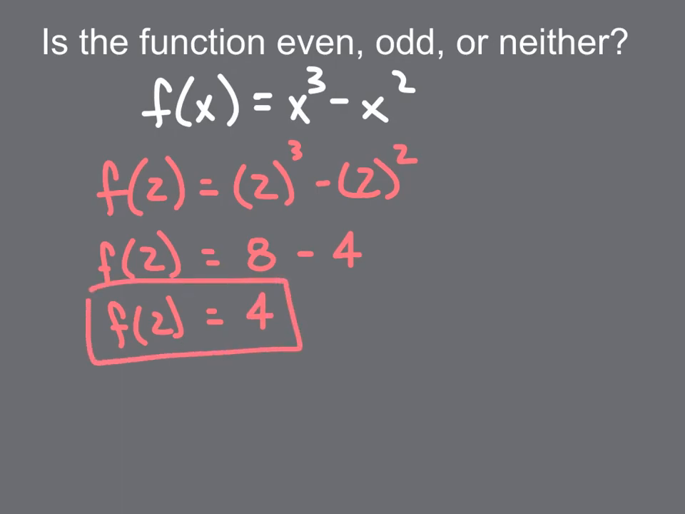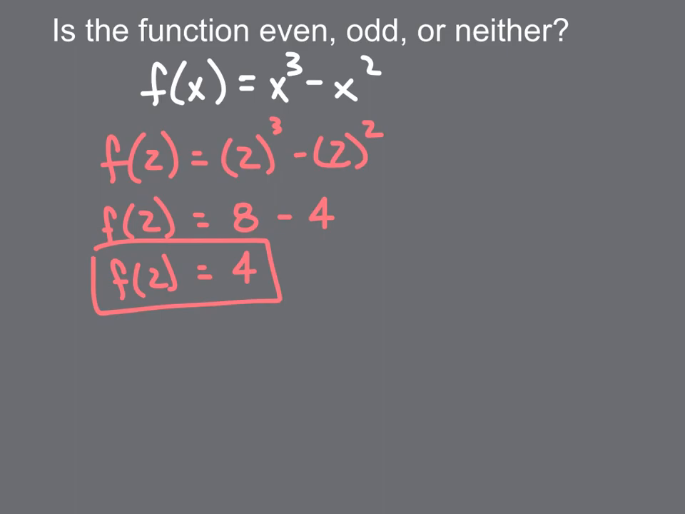The next thing we want to do, if we're determining this, is to now plug in f of negative 2 and see what we get. Now, if we get the same y value of 4, then it's even. If we get an opposite value, it's odd. And if we get something not 4 or negative 4, then it's neither. So let's do that.